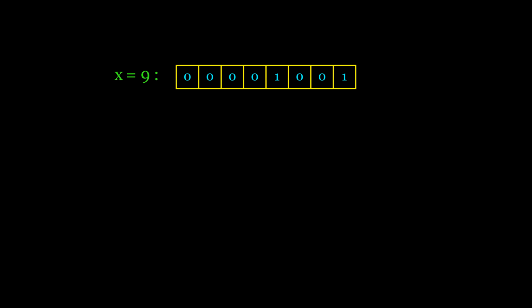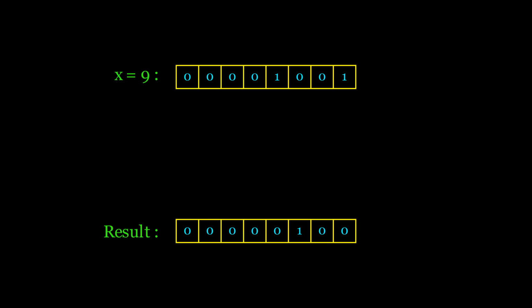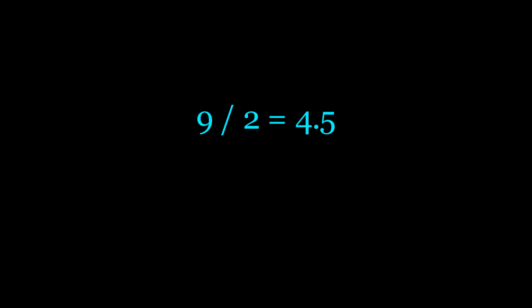Observe the transformation. The initial value of 9 has been reduced to 4. This demonstrates that a right shift by 1 bit is mathematically equivalent to floor division by 2. Since 9 divided by 2 equals 4.5, applying the floor function results in exactly 4.